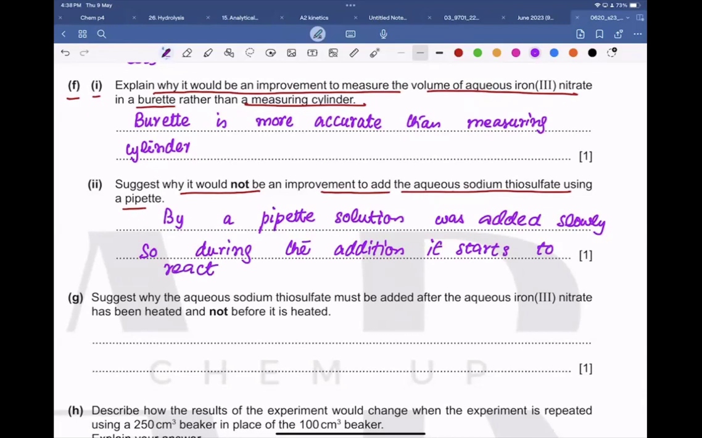Yes, pipette is more accurate, but I didn't say that pipette is more accurate than burette. Pipette and burette both are accurate, and the measuring cylinder is for approximate measurements, but pipette and burette both are for accurate measurements. Okay.